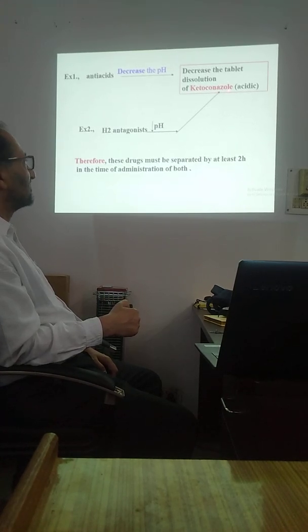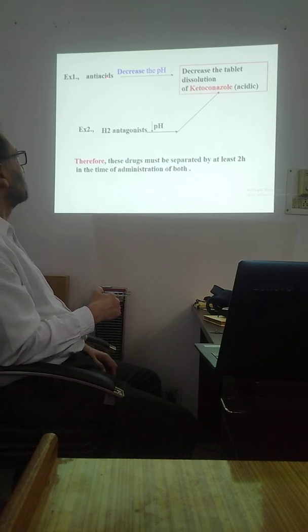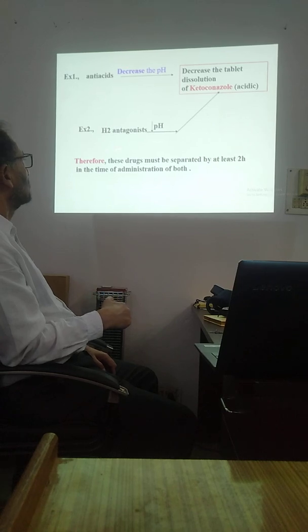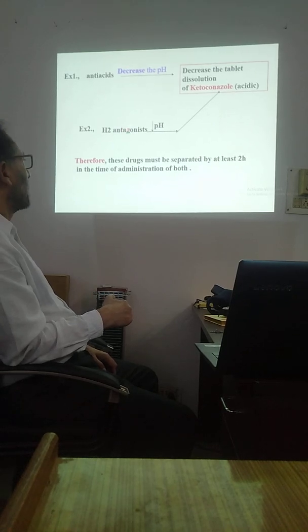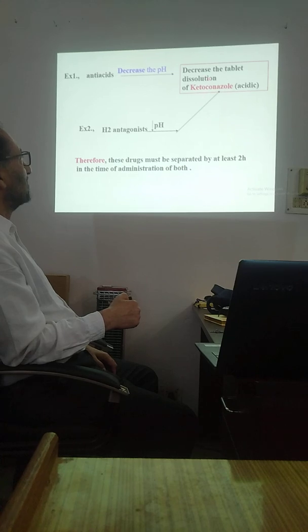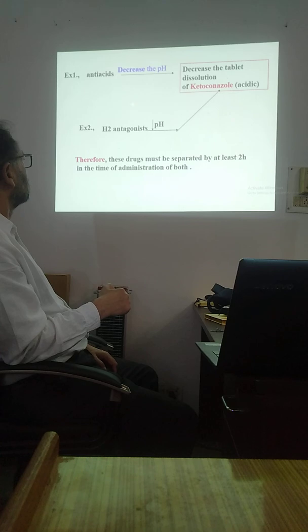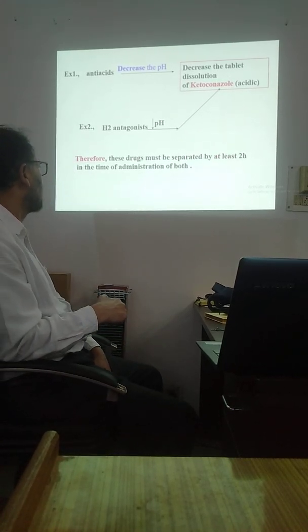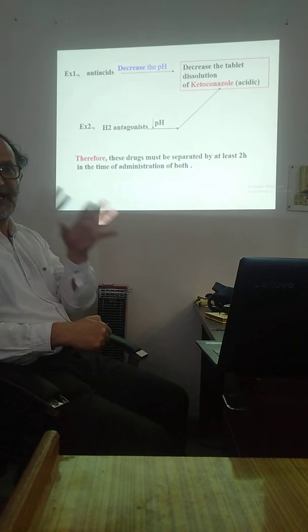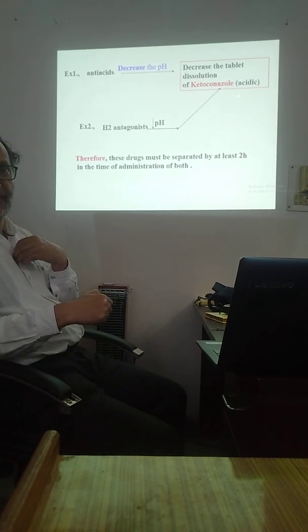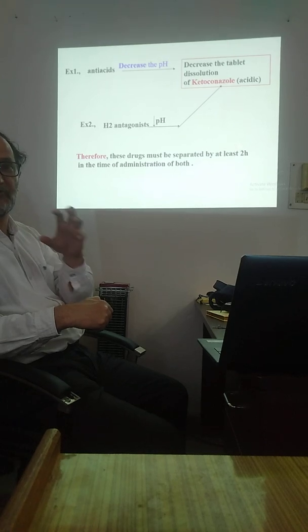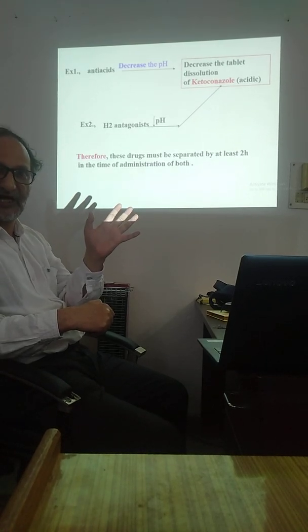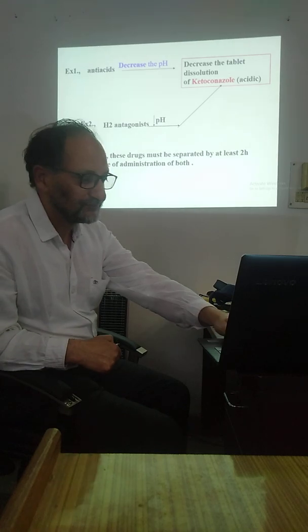Ketoconazole is acidic, and its dissolution is changed by altering the pH of the stomach with antacids, H2 antagonists or PPIs. So these drugs decrease the tablet dissolution of ketoconazole. Therefore, these drugs must be separated by at least 2 hours in the time of administration. So the message is that when we give this ketoconazole type of drug, we have to keep it 2 hours apart. Then only we can give the drug. Otherwise, there will be a drug interaction.